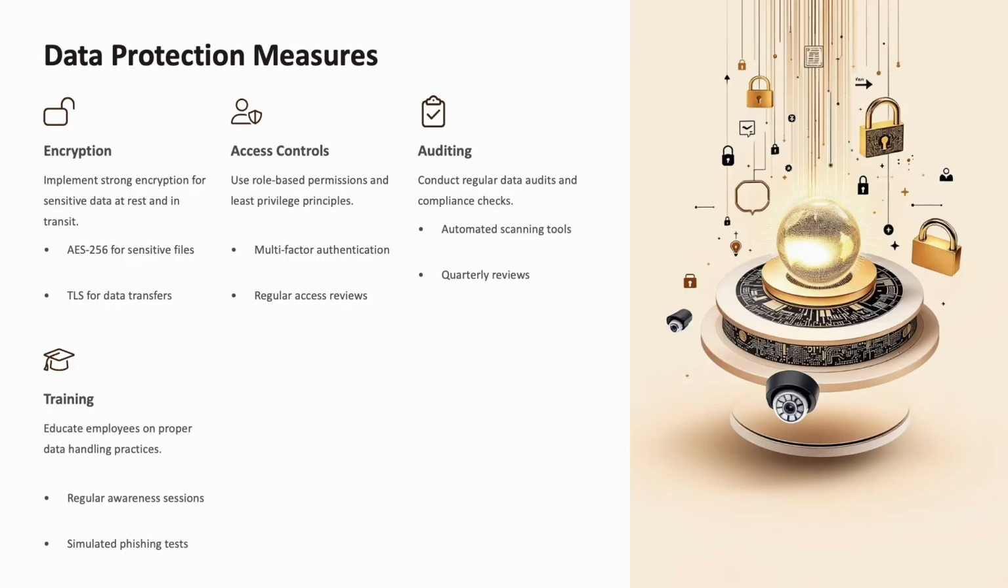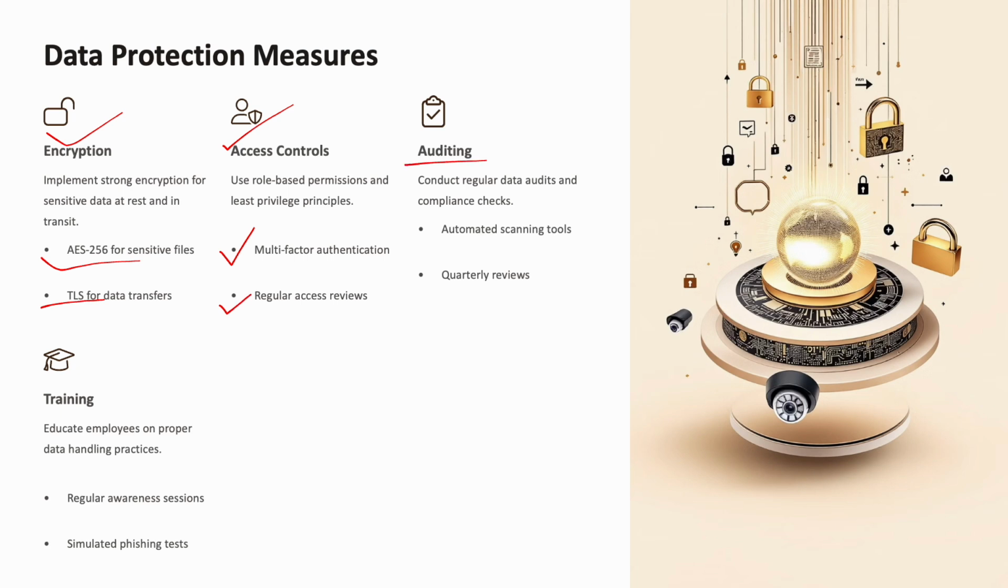Now let's see what data protection measures we can apply to the data. The first is encryption. We can implement strong encryption for sensitive data at rest and in transit, like AES 256 and TLS for data transfers. The next one is access control. Always use role-based permissions and least privilege principles in your organization. We should enable things like multi-factor authentication and regularly review the accesses.